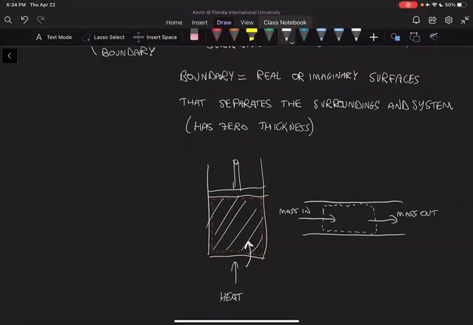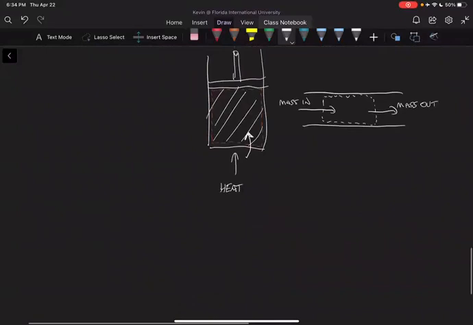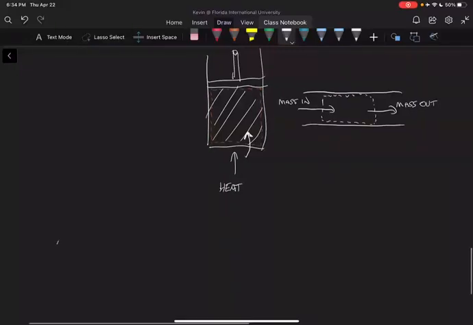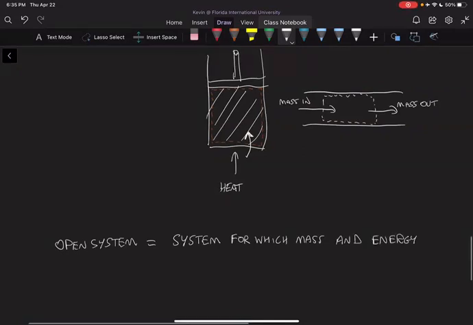Okay, so just to bring the definition a little bit further to understand really what's happening, we can say that an open system, and really this is about defining everything, is a system for which mass and energy may cross the boundaries.